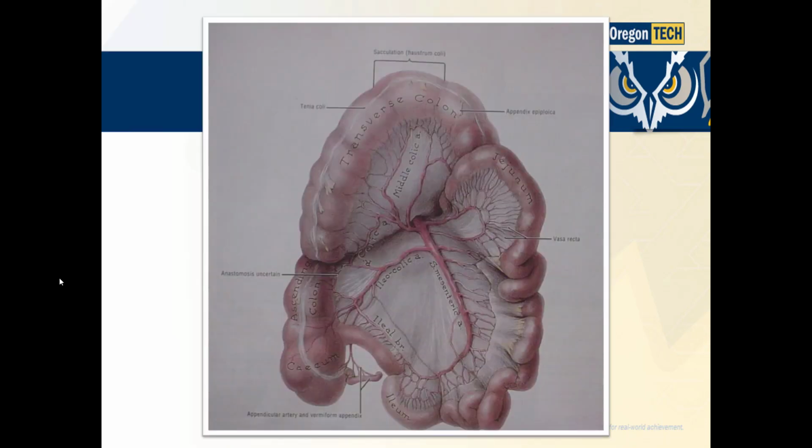And this is showing you that superior mesenteric artery, or SMA, coming down. And here you can see the ileocolic artery. And right here is the ileum, the terminal end of the ileum, where it connects to the colon, and the cecum here. And this is where the ileocecal valve would be.